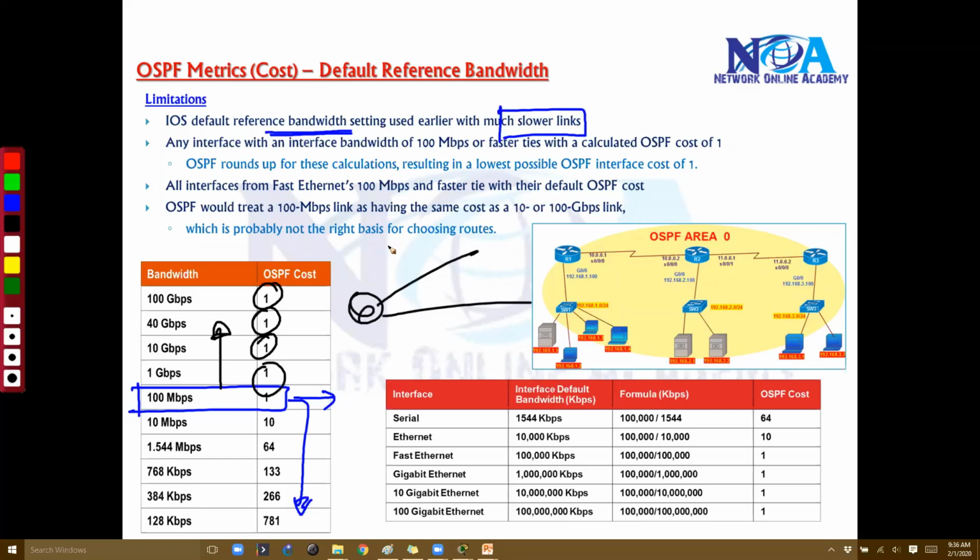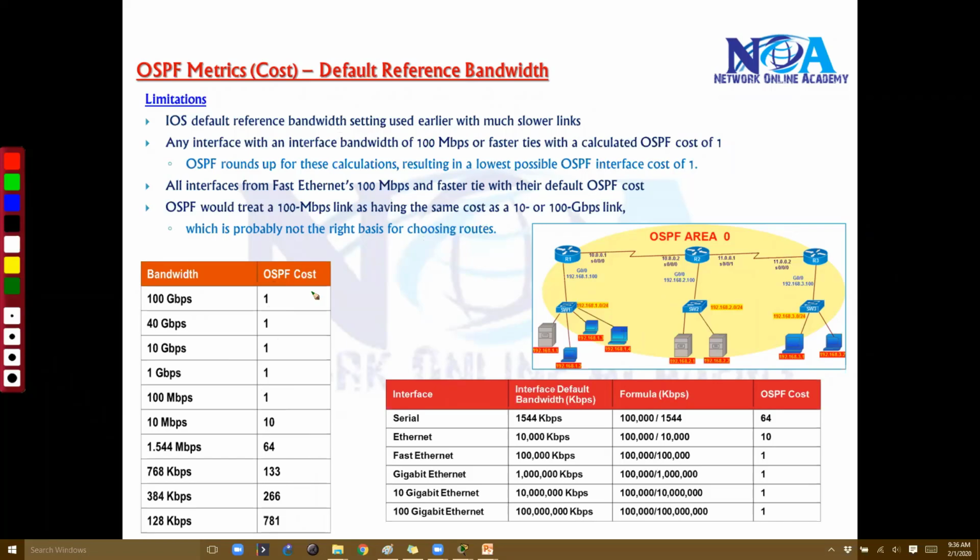Which means if I'm connecting two links, one is a 100 Mbps link and the other link is, let's say, a 10 gig link, then in terms of calculation, it is going to consider these two links as the same speed or same cost. So that was one of the limitations. Any interface with 100 Mbps or faster will be calculated with a cost value of 1. Okay, so basically it's going to round up all these calculations to the least cost of 1 for all 100 Mbps or above.